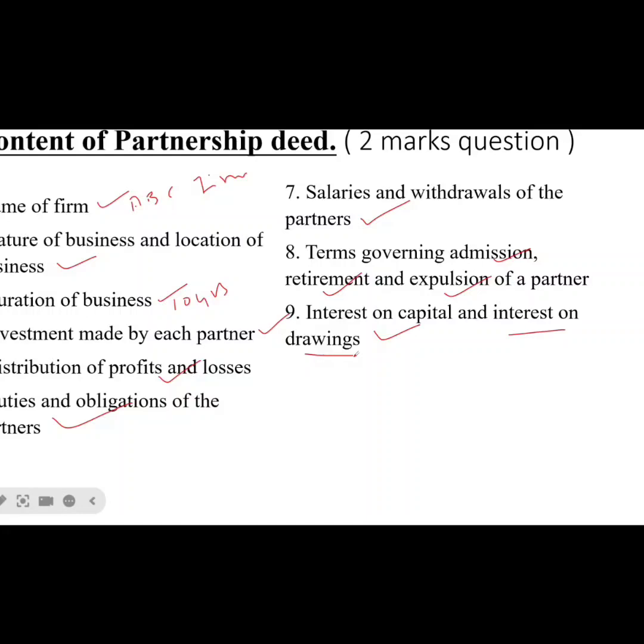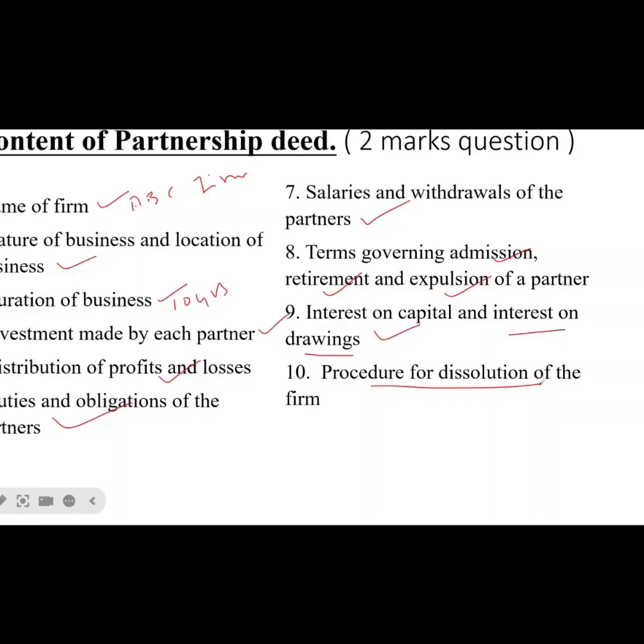Next is the procedure for dissolution. If in case the firm has to be dissolved or it has to be shut down or closed, what is the procedure to dissolve the partnership firm should be mentioned in this particular content.